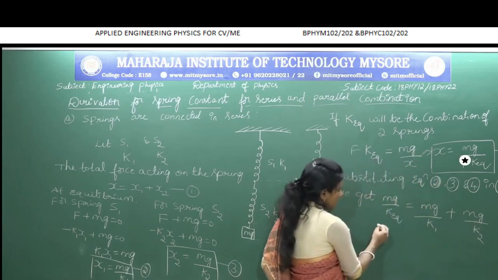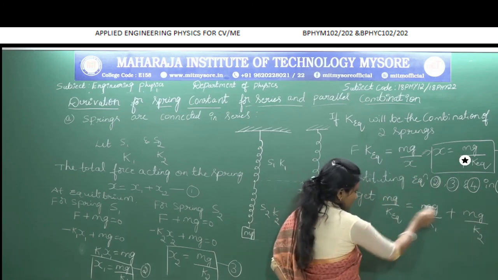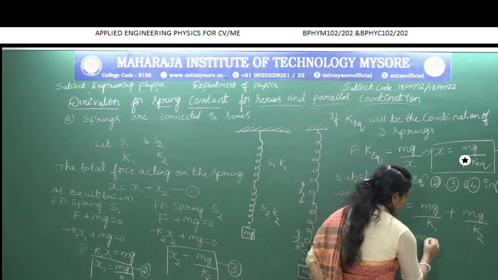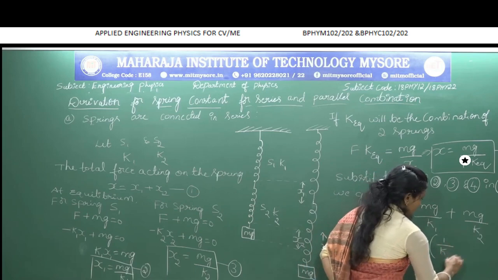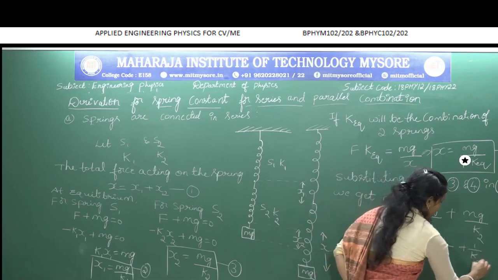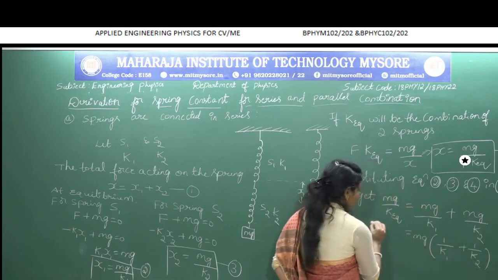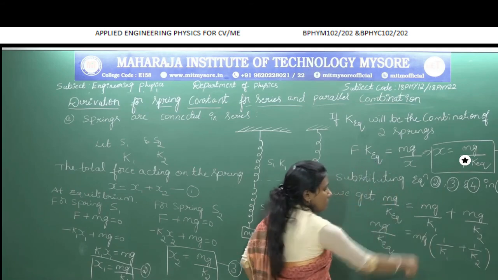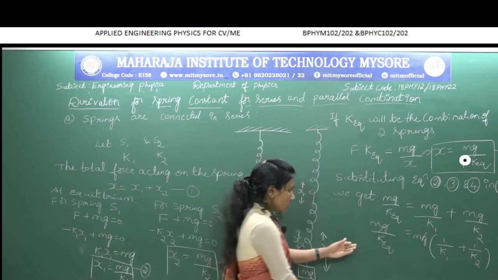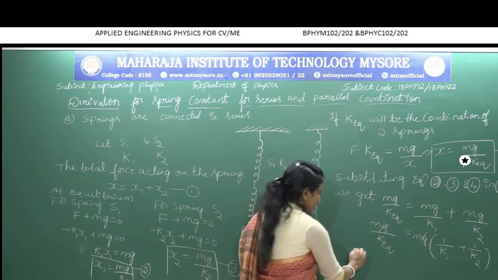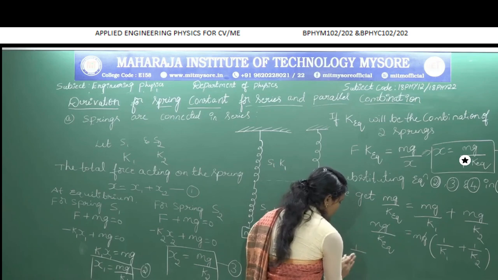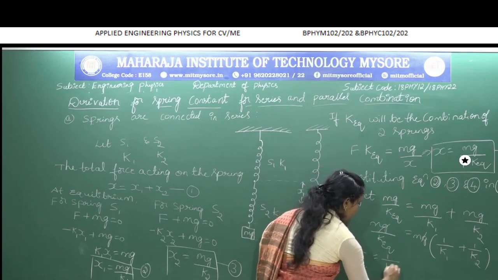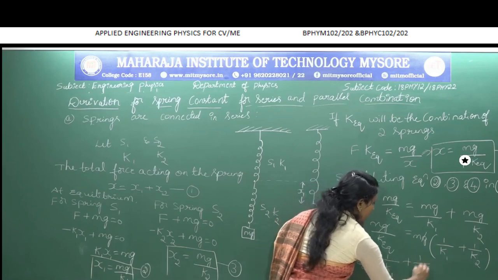Okay. So now mg is common, take that outside, then we will get 1 by K1 plus 1 by K2. Here mg by K equivalent. So now mg will get cancelled. So what is the equivalent combination we are getting? That is 1 by K equivalent is equal to 1 by K1 plus 1 by K2.